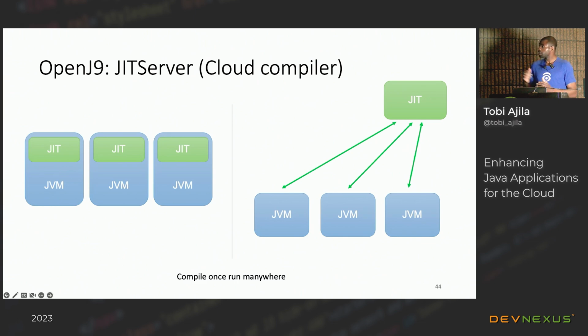On the left here, you can see 3 typical JVMs. Each one has a JIT. If you're deploying many similar applications, each of those JITs is going to compile the same methods over and over again. And likely the result is going to be the same over and over again. So the idea of JIT server is basically to decouple the JVM from the JIT. What you have on the right is a JIT server and client JVMs. When the JVMs need to do a compilation, they request it from the JIT server. This has many benefits, as we'll see.